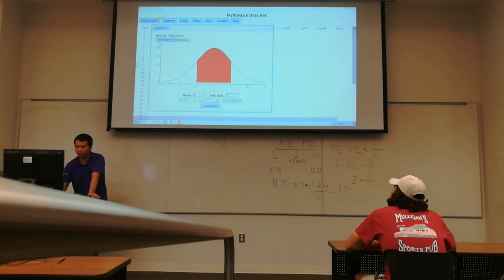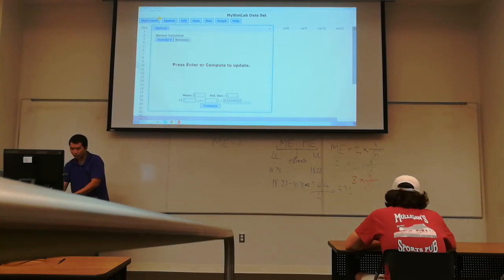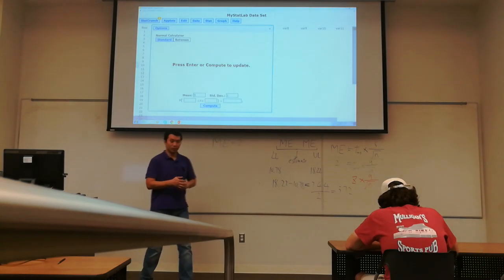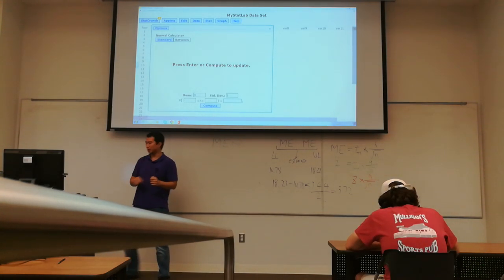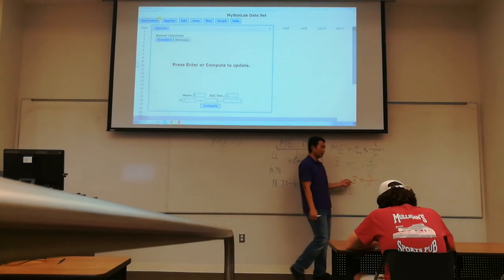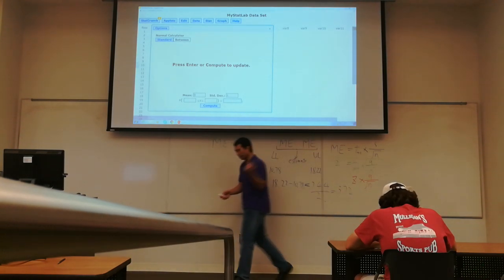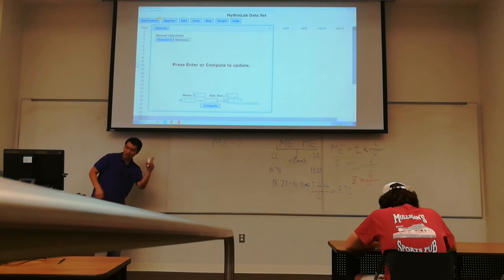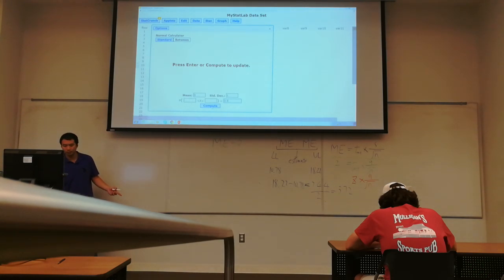Let's use the between. Let's get rid of this one, get rid of this one, get rid of this one. So the confidence level in that question is 80%. We know the critical value of z depends on the confidence level. It's 80%. Let's put 80% there, or 0.8 there. Then let's click compute.